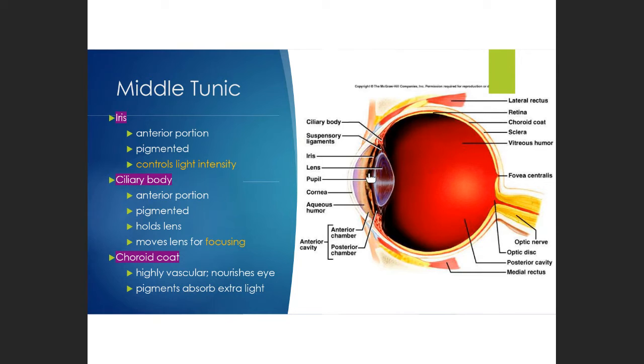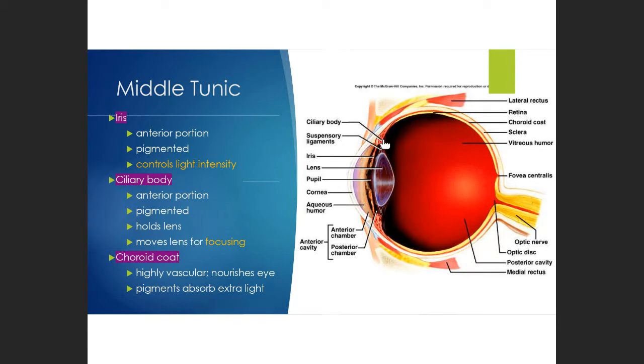So in high levels of light, the iris constricts the pupil to let in less light. In darker or lower intensity light, the iris will dilate, allowing more light through the pupil, because light is limited. So the iris controls light intensity, and it's right here. You have the cornea, then the iris. The pupil is the opening. Next, we have the ciliary body.